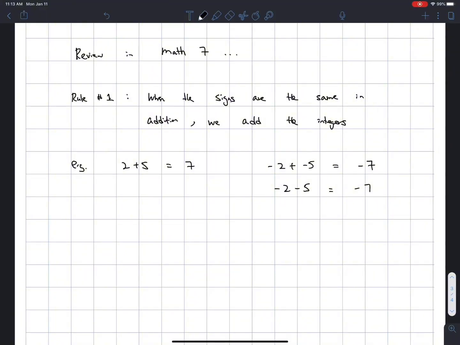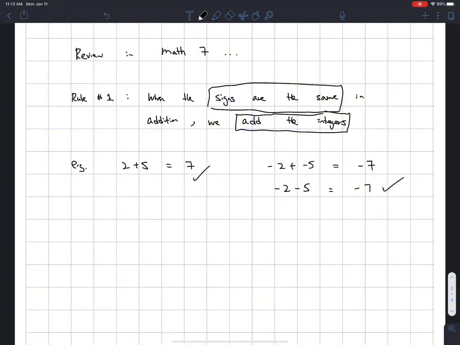So that's rule number 1. Whenever the signs are the same, you want to just add the integers. If both numbers are positive, then your answer will be positive, which is the easy case. But if both numbers are negative, your answer will be negative. Answer is negative if you are adding two negative integers. So remember that.